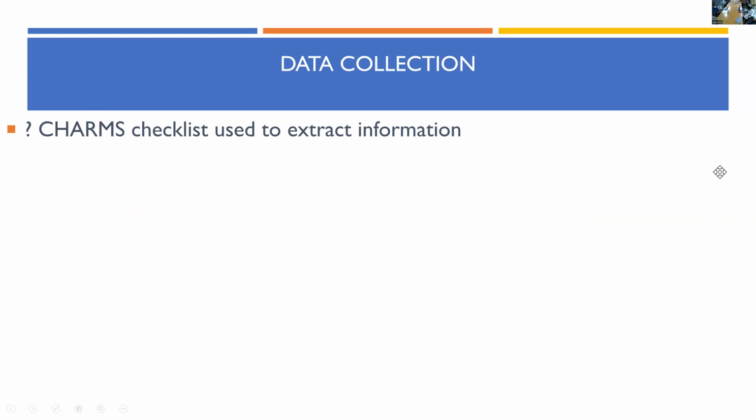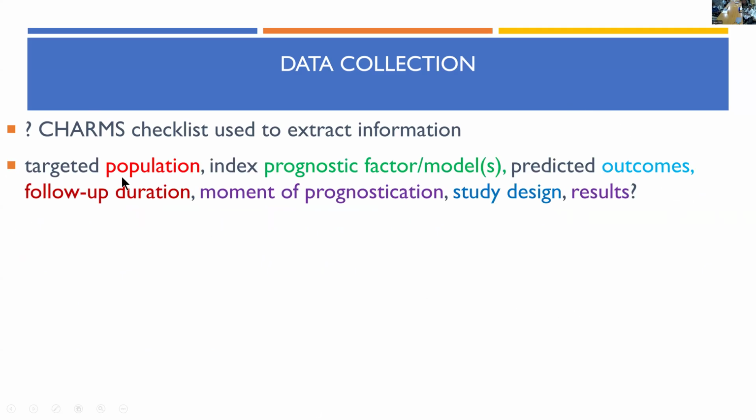How do you extract data? Remember, I told you about the CHARMS checklist. We did the CHARMS checklist for data extraction earlier. So did they use a CHARMS checklist? Did they look at population, prognostic factor, outcome, follow-up, study design, moment of prognostication, meaning when was a prognostic factor measured?